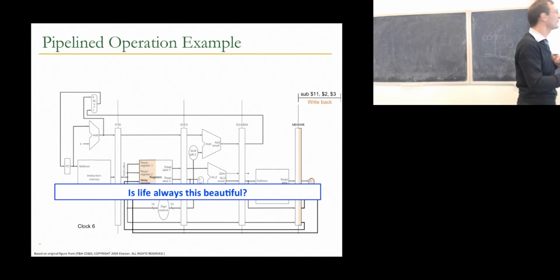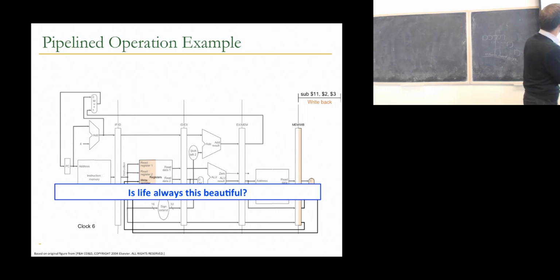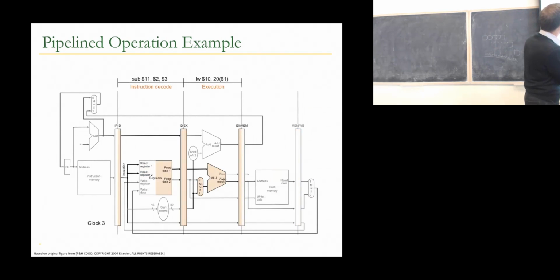I'll ask you again, is life always this beautiful? It's not, right? In this case, I show you an example where the subtract was independent of the load. Load is writing to register 10. In MIPS terminology, subtract is reading from register 2 and register 3. So they're completely independent of each other. But if the subtract was dependent on the load, it couldn't go and execute.